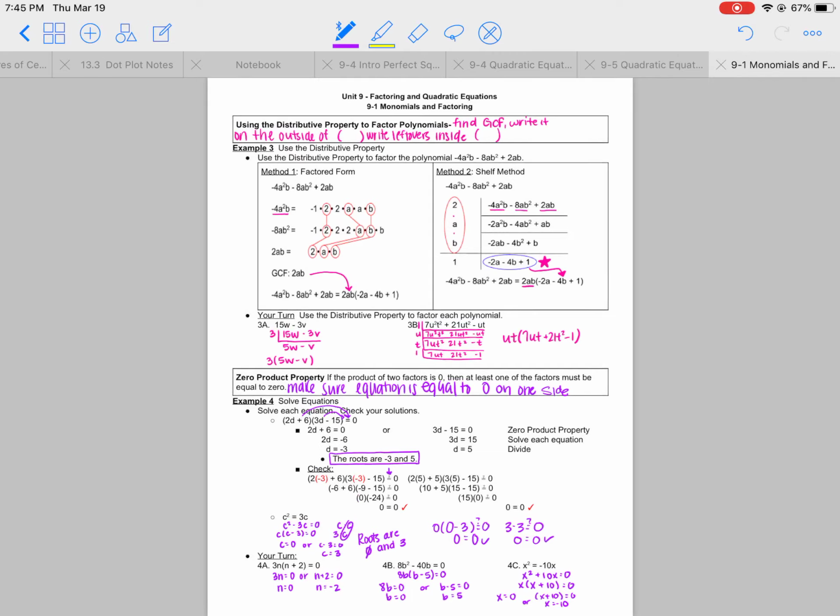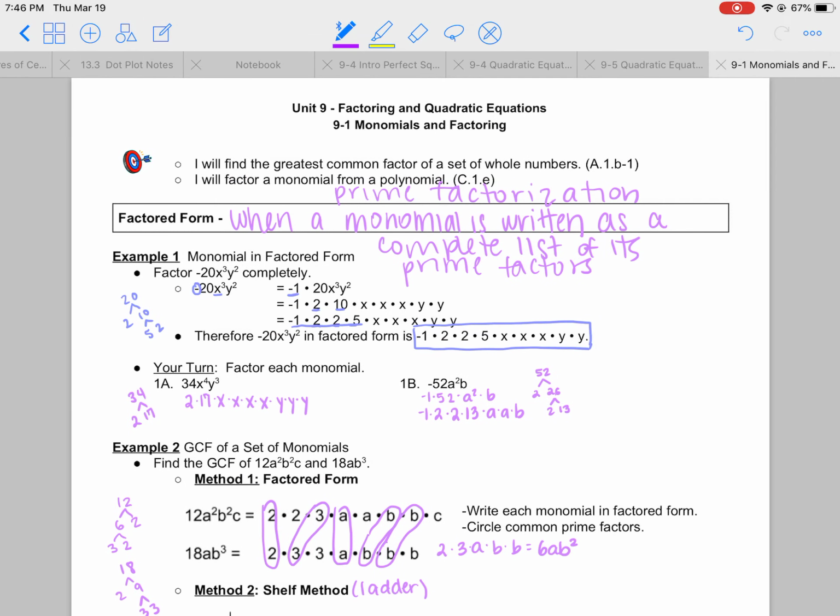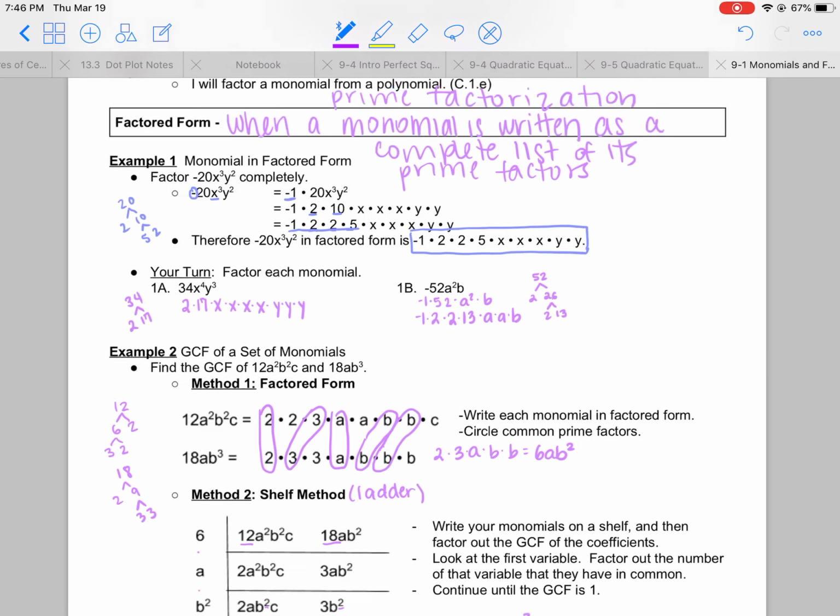So there is factoring monomials using prime factorization and the GCF in 2 different forms.